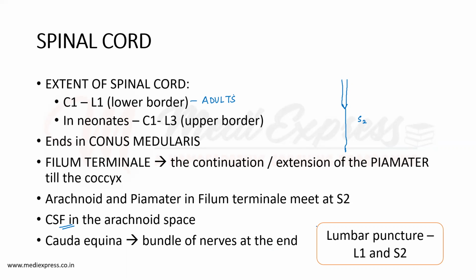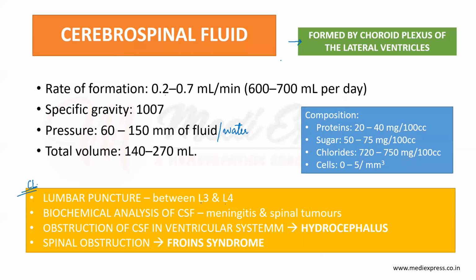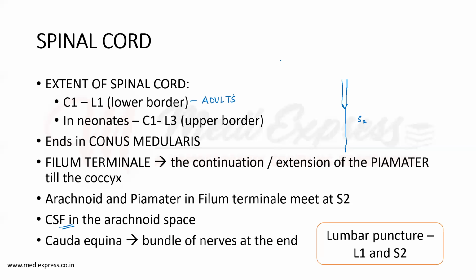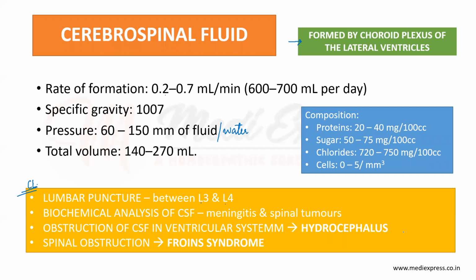Now, lumbar puncture, we have already mentioned here, is at L3 to L4. But in some cases, they say a range that is L1 to S2. But the most appropriate position where we can do a lumbar puncture is L3 to L4.